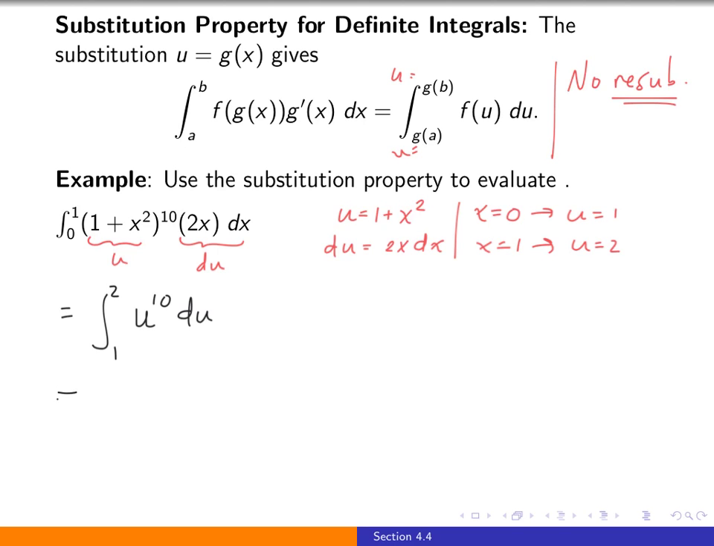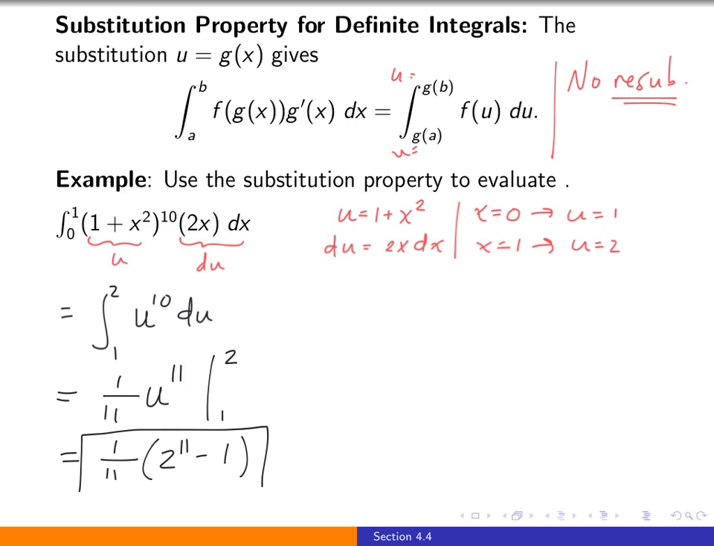By the fundamental theorem of calculus, an antiderivative of u to the 10 is 1 over 11 u to the 11, and we evaluate this from 1 to 2. So we have a 1 over 11 out front, we plug in 2, we put a minus sign, we plug in 1. 1 raised to the 11th power is still 1. And this number that we get back here, that is the value of the definite integral.